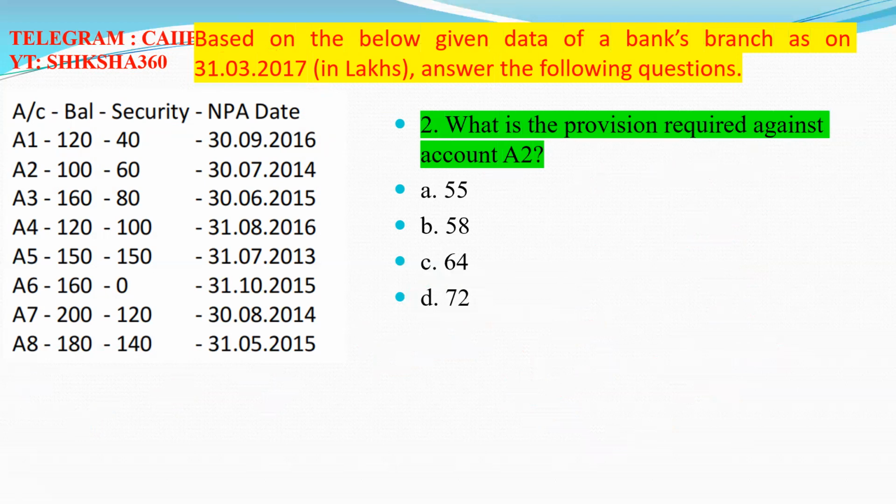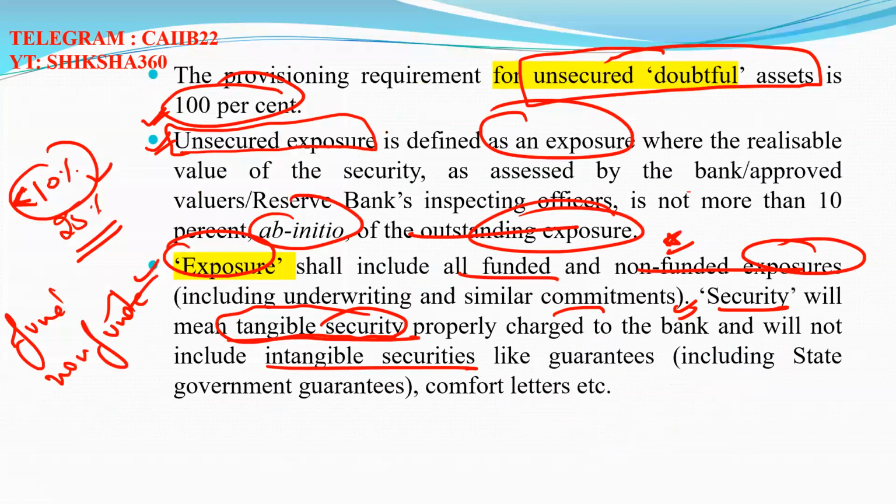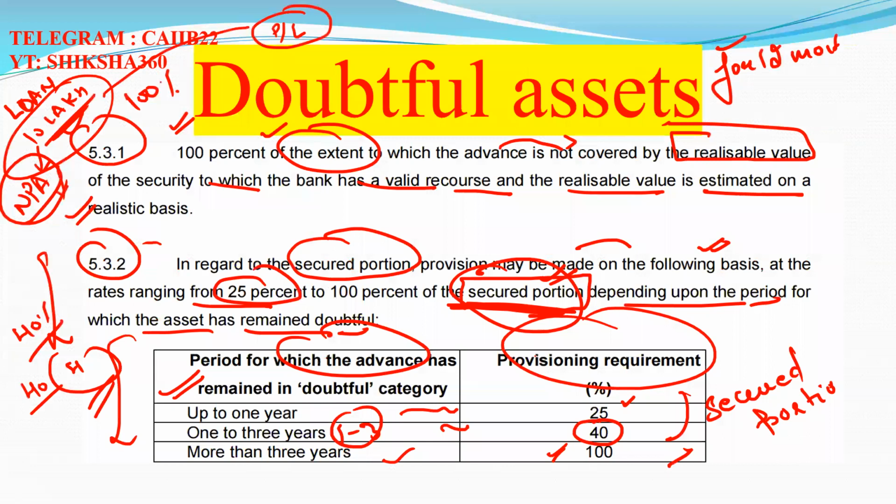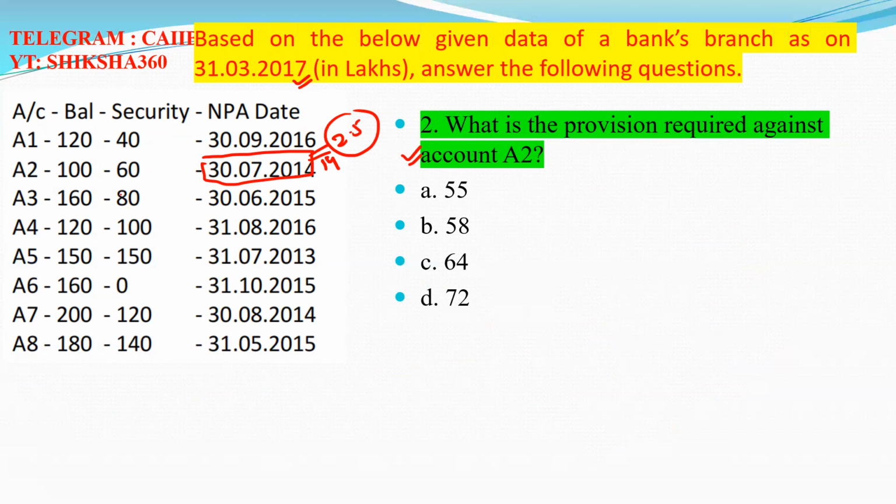Question number 2 asks: what is the provision required against account A2? This NPA date is in 2014, and now it is 2017, so we can say 2015, 2016, which is approximately 2.5 years. We have already discussed: up to 1 year, 25%; 1 to 3 years, which is doubtful 2, 40% provisioning is required. 40% provisioning of what? Of the secured portion. And for the unsecured portion, 100%.